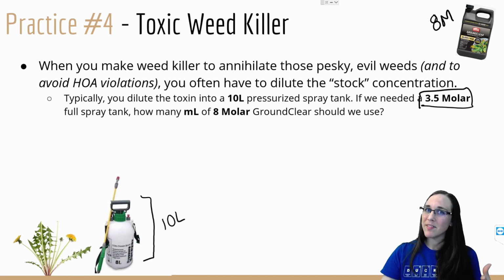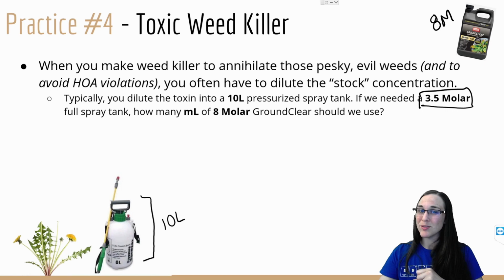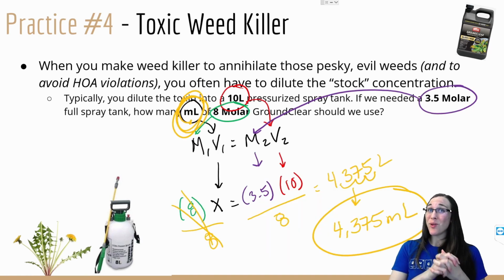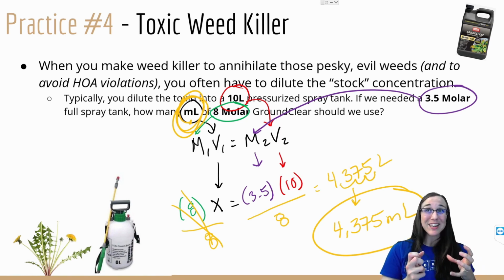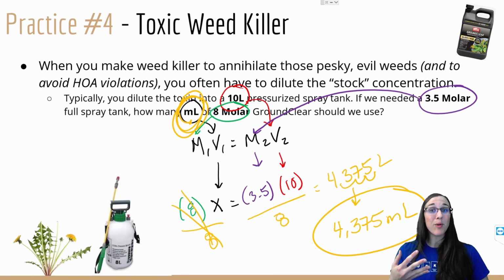Go ahead and pause the video here and see if you can apply M1V1 equals M2V2 to save us from our HOA violations. Go! If we were to measure out 4,375 milliliters of our concentrated weed killer and mix that with the difference from 10 liters, which would be 5.625 liters of water, we would end up with our 3.5 molar weed killer solution.